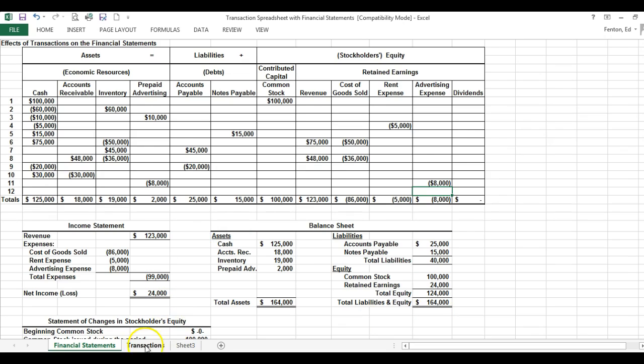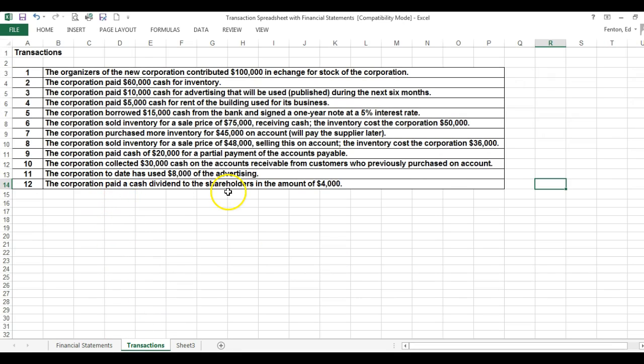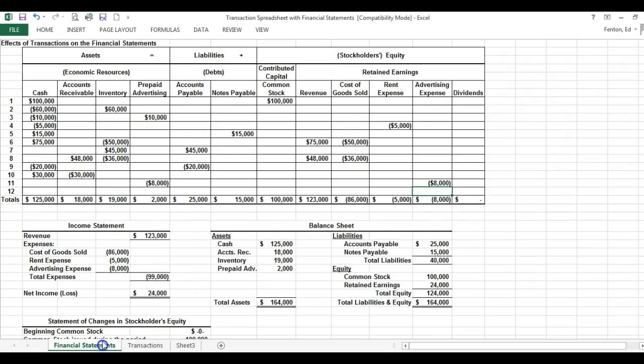One more transaction, number 12. The corporation paid a dividend to the shareholders in the amount of $4,000. So cash is going out the door. It's a cash dividend, $4,000, negative. Why did this cash go out the door? Because of the dividend. Over here, negative $4,000. Oh, that was $40,000. Now it's $4,000. There we go.